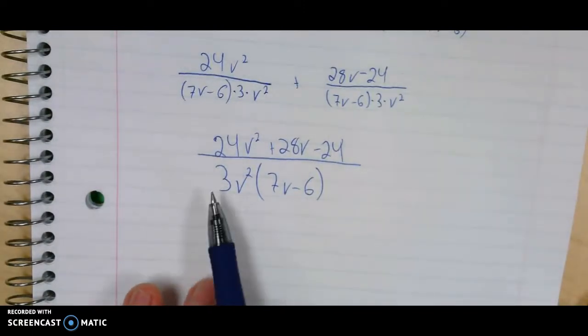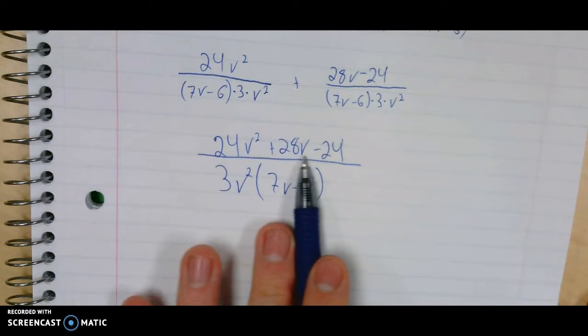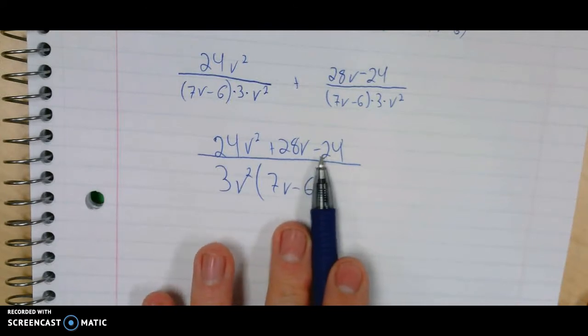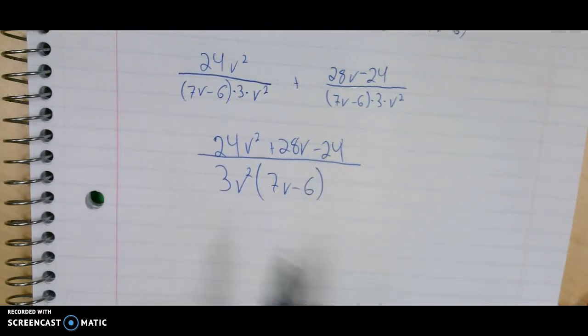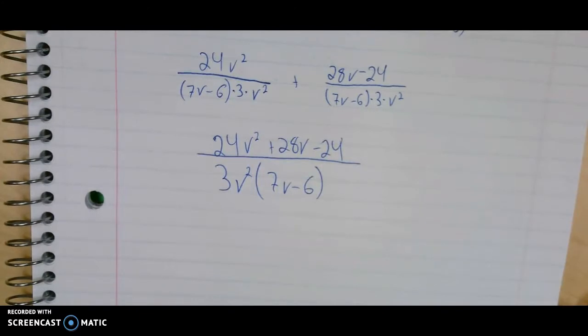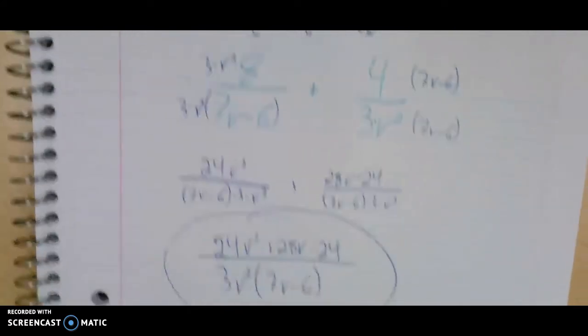If we can simplify, we will. Let's see, up top there'd be a GCF of 4, but that 4 wouldn't really cancel anything out down there. So we're going to call this one complete. Let's see a different format of one.